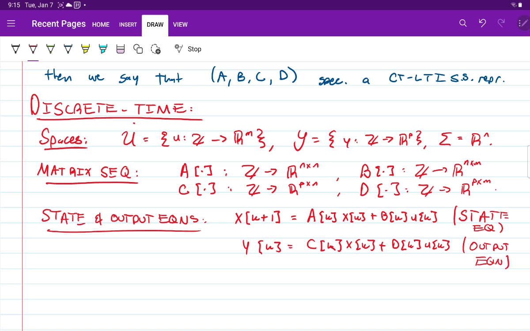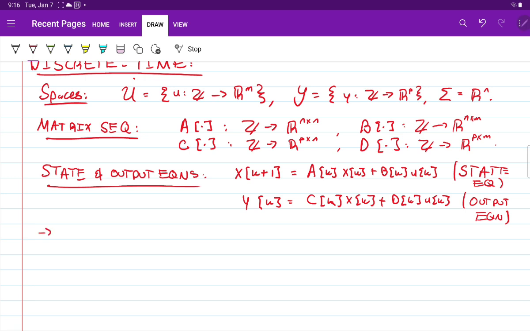So notice, instead of specifying the rate of x, I just specify the next time step value of x. All right? This is called a recurrence relation. Okay? And if we want to define a discrete time LTI state space representation, we just do the same thing that we did in the continuous time case, right? We just say that these matrix sequences are actually just equal to constant matrices.